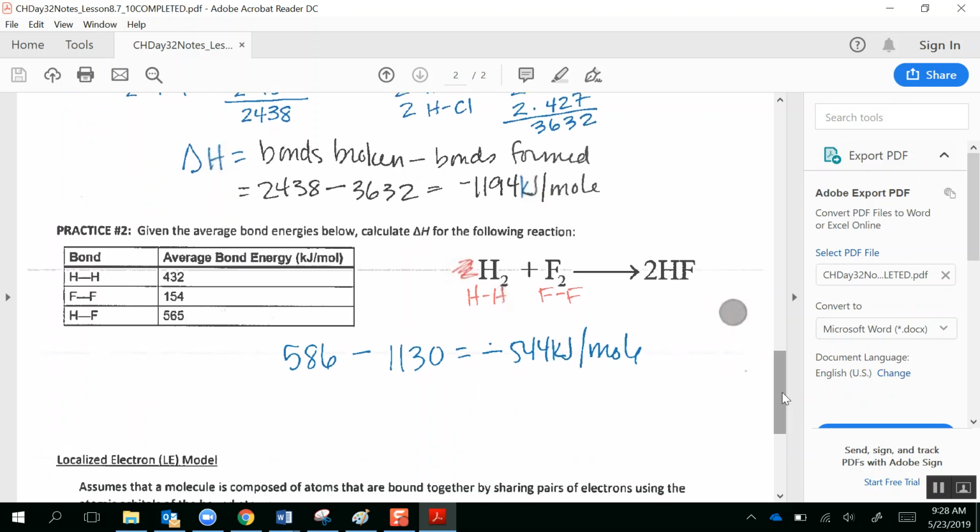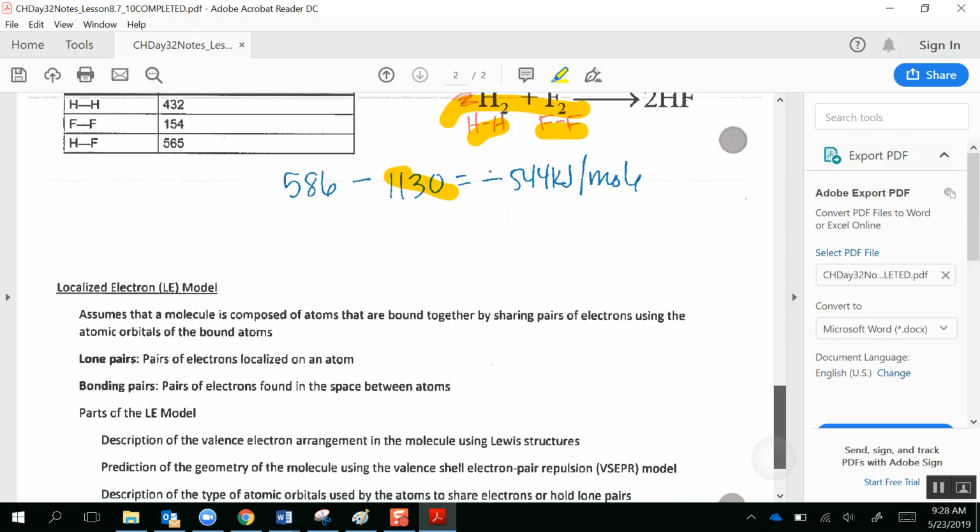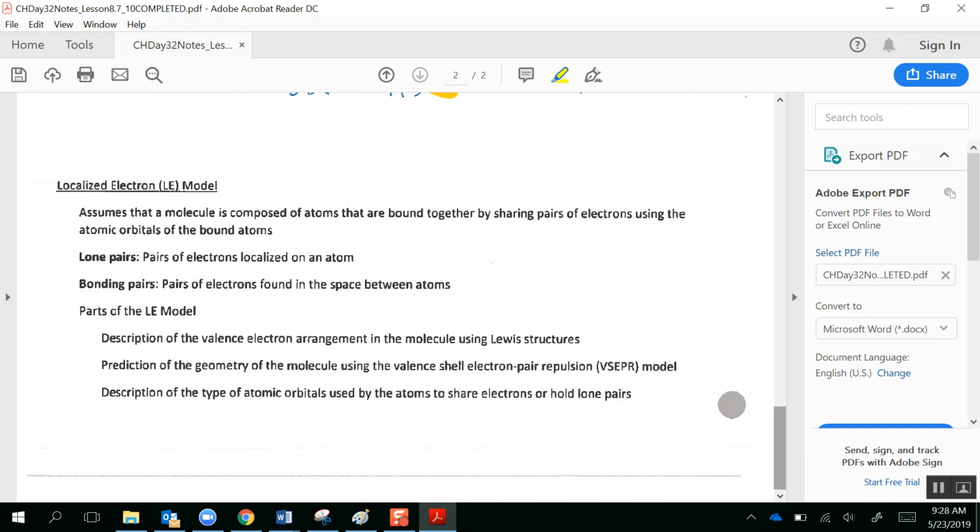And then the next problem, given the average bond energies, calculate delta H. Same kind of thing here on the left-hand side of the equation. I have an HH and an FF, and there's a 2 there, but that 2 just indicates that there's 2 H's and then 2 F's. Over here, I have 2 HF, so I have an HF bond, but I need to take that times 2 to get what I need there. Okay. All right. I hope that wasn't too confusing. Utilize your textbook if you need to.